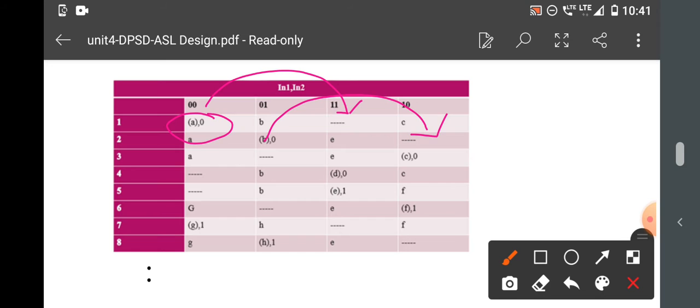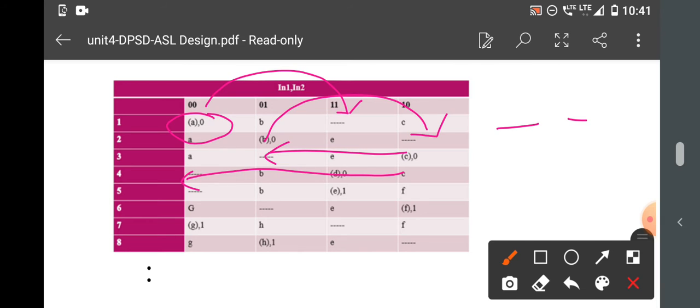Similarly, 1 1 to 0 0 is not allowed. All these conditions are not allowed. Whenever it is not allowed, you denote it by dash dash. It is an undefined variable, or we can call it a don't care condition. This is how we form a primitive flow table.